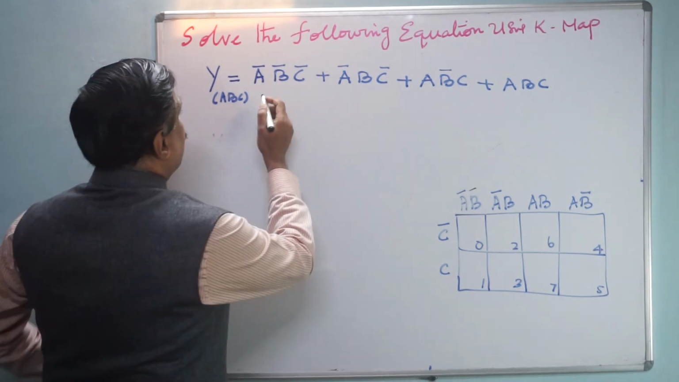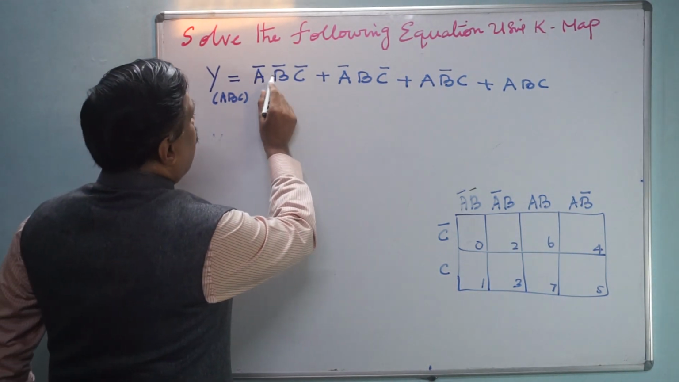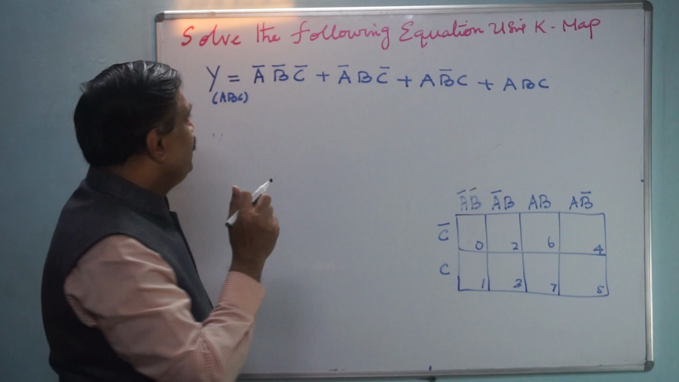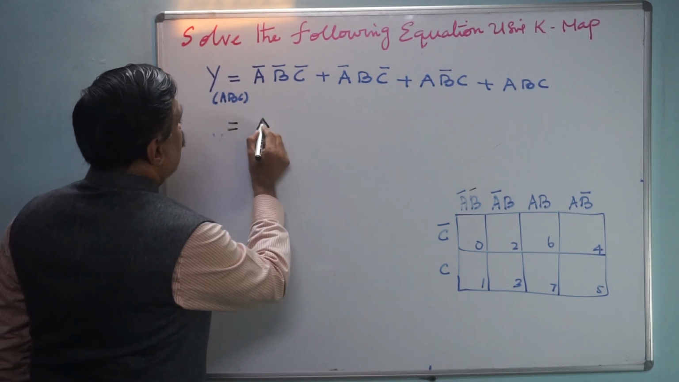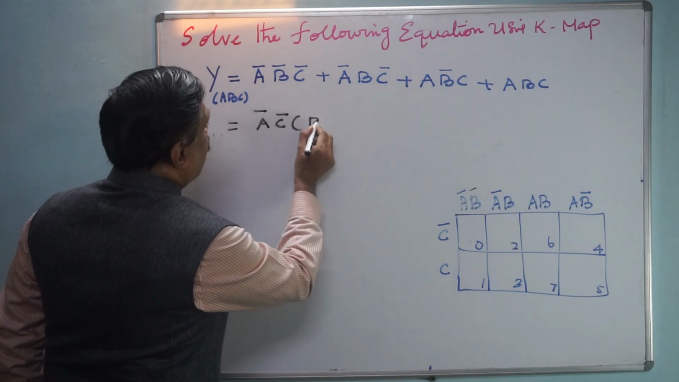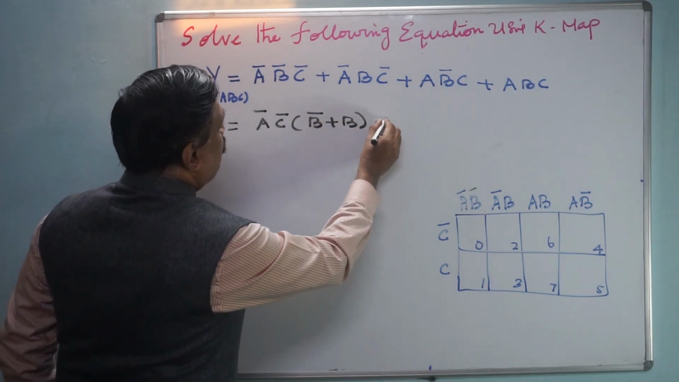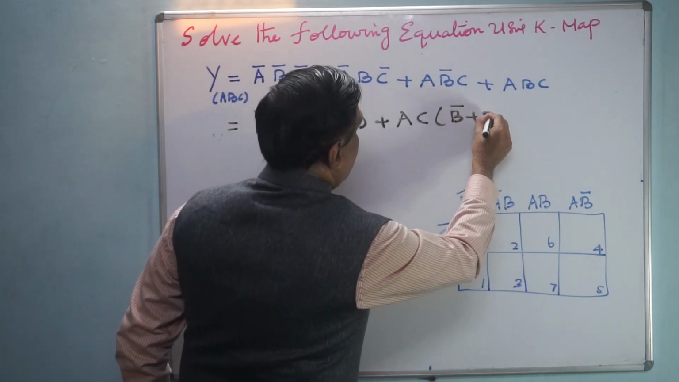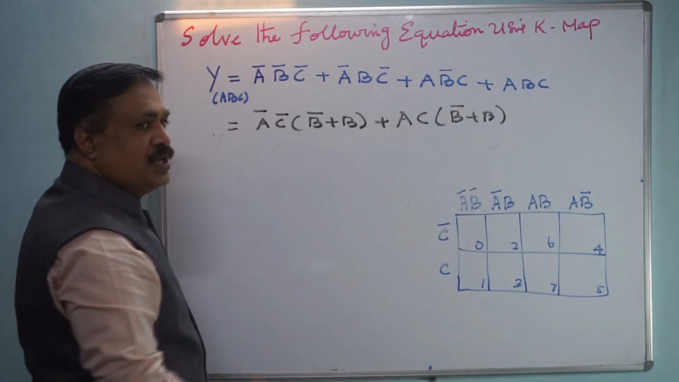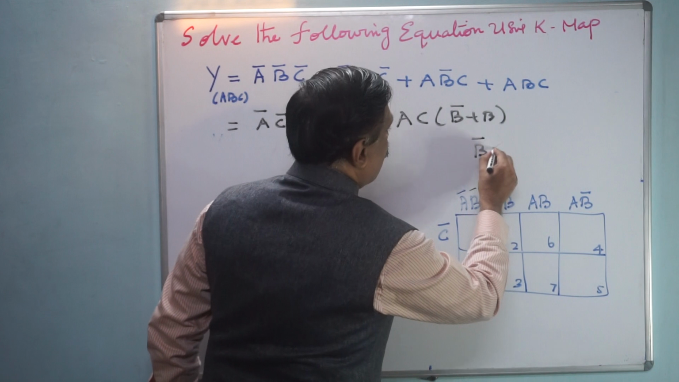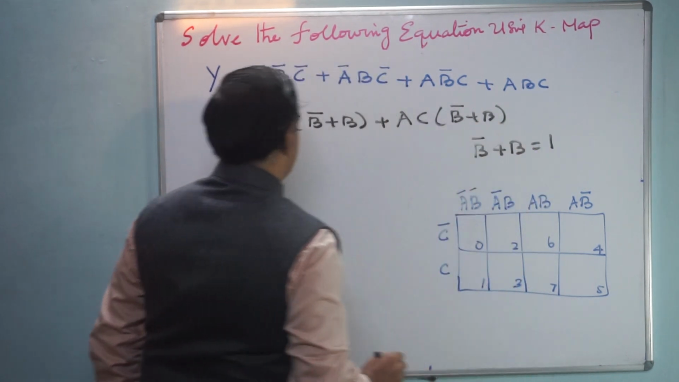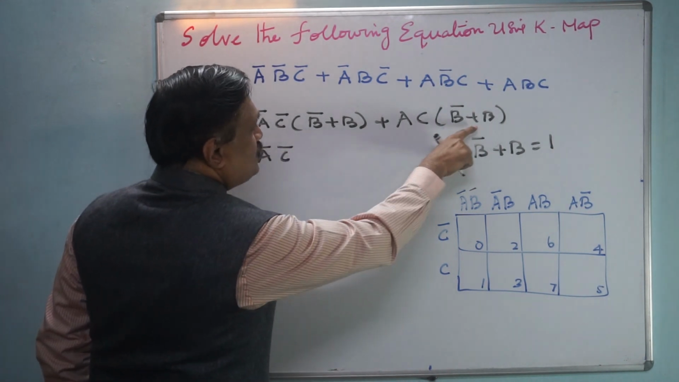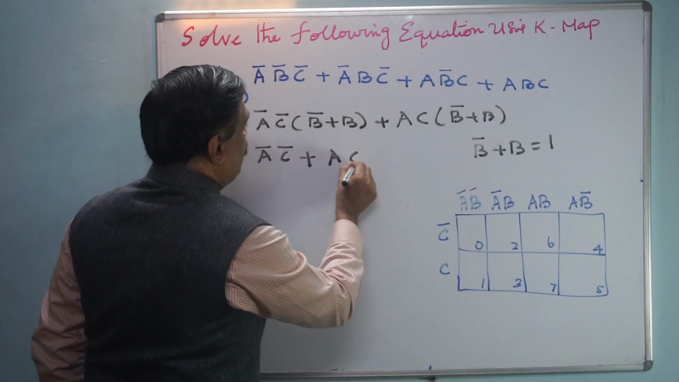Now this is A bar, B bar, C bar. Here A bar, C bar, B is there. Therefore we have to find out which are all common terms. Here if you take the common terms, then A bar, C bar and B bar plus B, plus here AC is there, then B bar plus B. Now B bar plus B is equal to 1, as per Boolean algebra. Therefore you apply here, then A bar, C bar, this is 1 and this also 1. Therefore A bar, B, C bar plus AC.